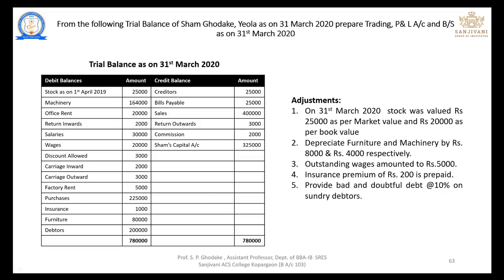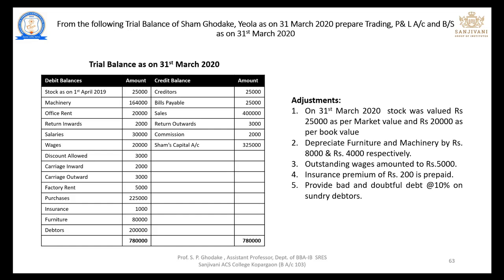In the previous session, we learned the various steps of preparation of final accounts of a sole proprietorship. Along with that, we also understood the pro formas of trading account, profit and loss account, and a balance sheet. And we have also seen the various adjustments which are given in a numerical when we are solving the numerical of final accounts.